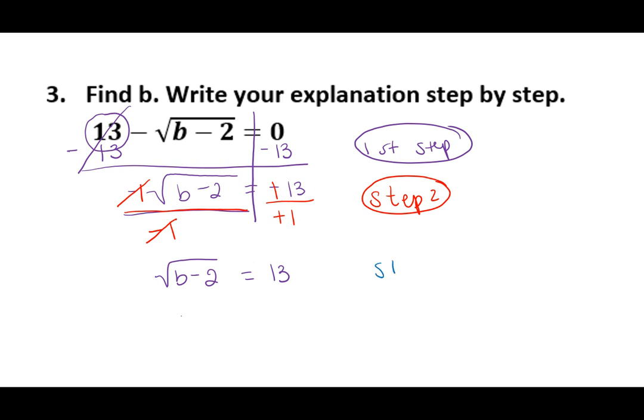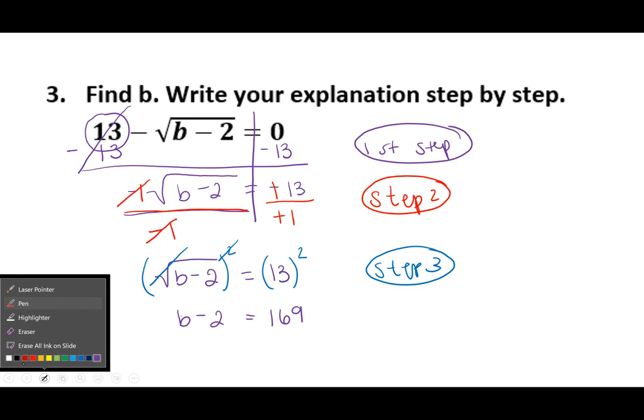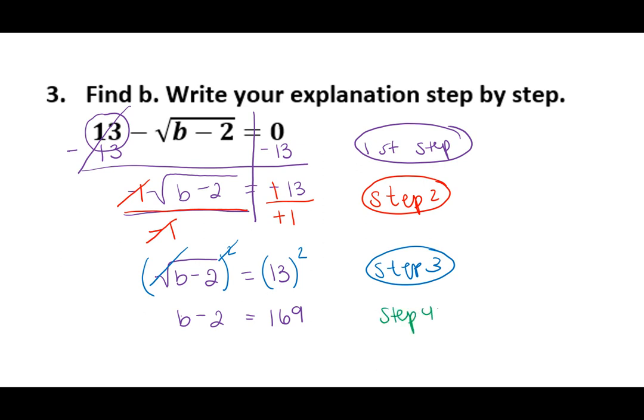Step 3 is you square both sides. So this cancels out here. B minus 2 equals 169. And step 4, you add 2 to both sides, so we end up with B equals 171. Okay, so you have to know the steps in order to answer this question.